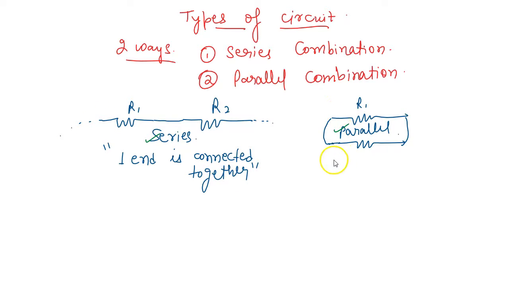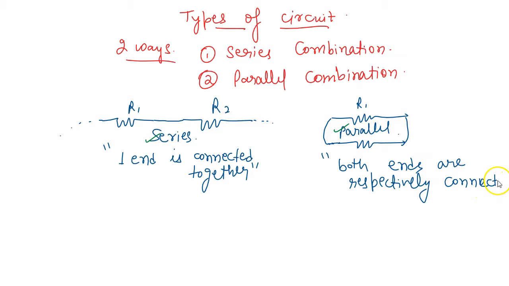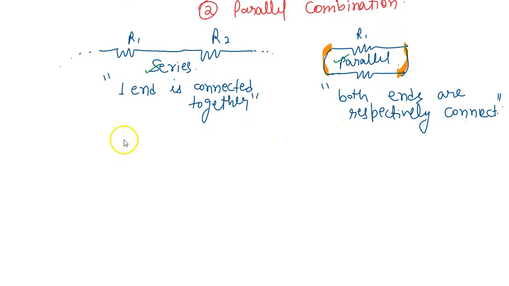Here in parallel combination, remember the phrase that both the ends are respectively connected together. That means you can see one of the end here is connected, other ends are also connected to each other, and they are said to be in parallel combination. So let us see some of the difference between series and parallel combination.